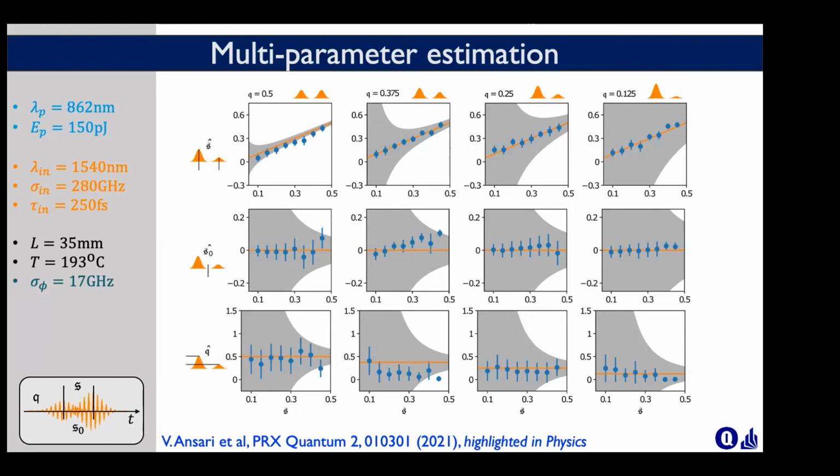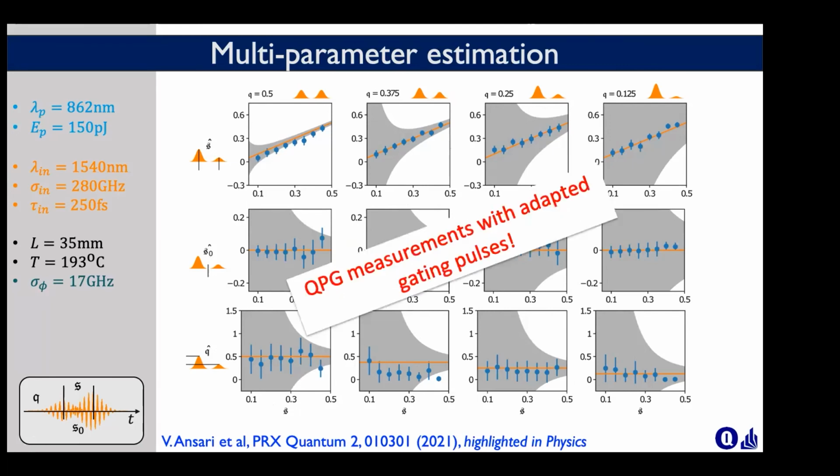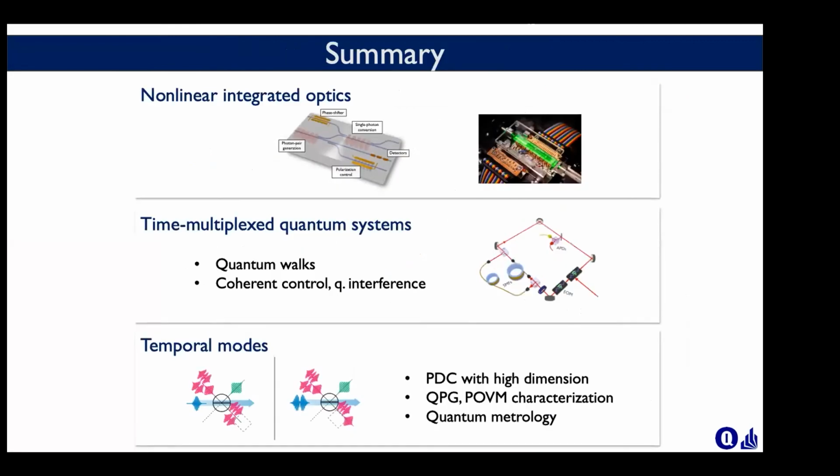And I think that's quite exciting, where you see where also metrology, our methods can have applications. So this was done with a quantum pulse gate measurement for adaptive gating pulses. With that, I'm slightly over time, I hope not too much. I would like to sum up.